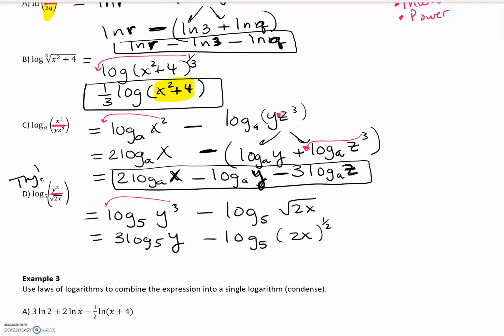Because all of 2x is trapped under the half. And I can bring the half and drop it in the front. So 3 log base 5 of y minus a half log base 5 of 2x. And now I can take care of the multiplication.